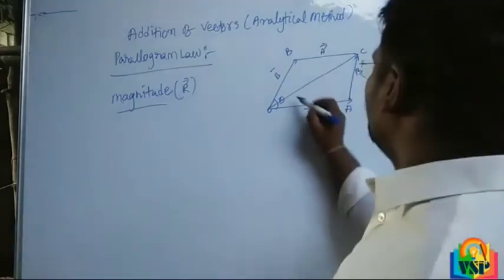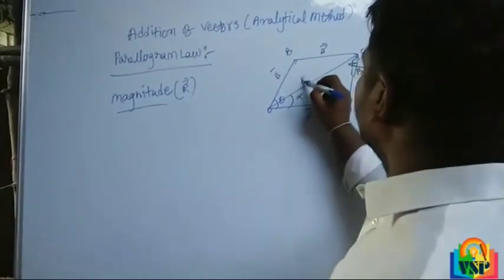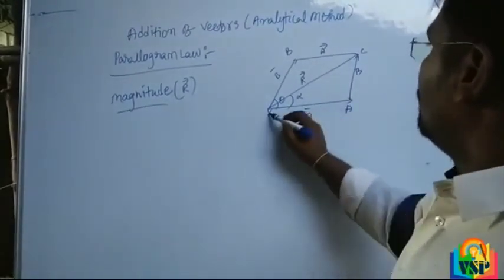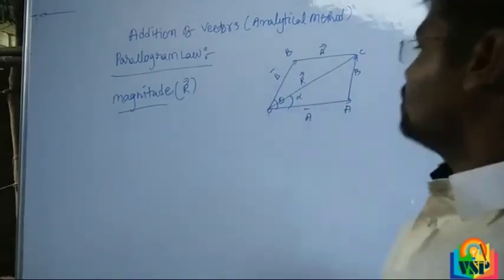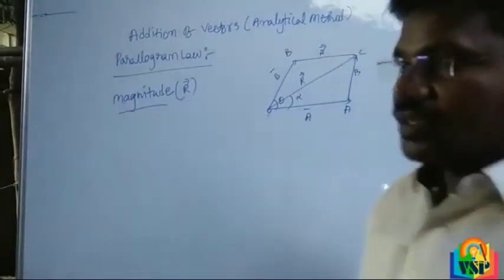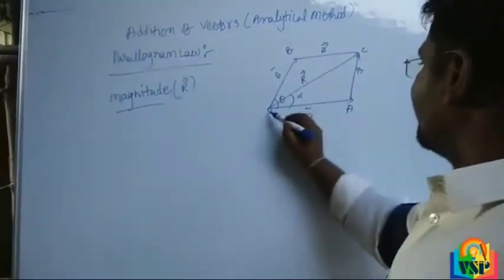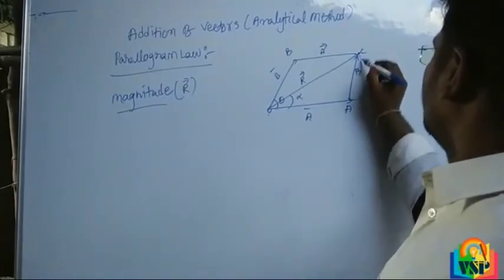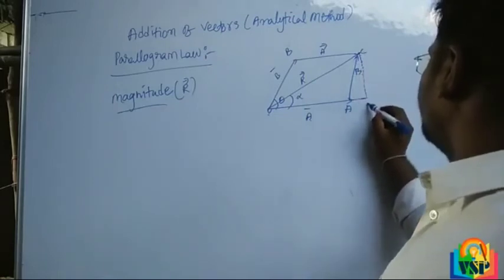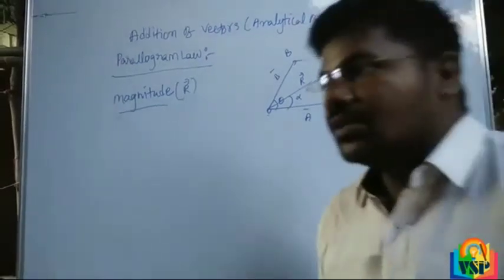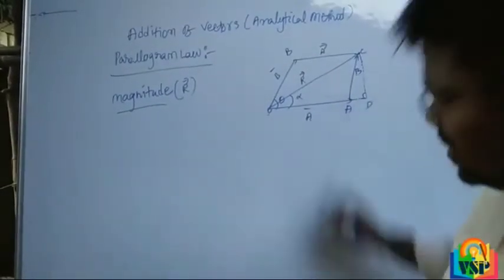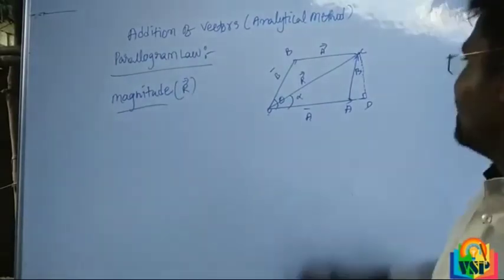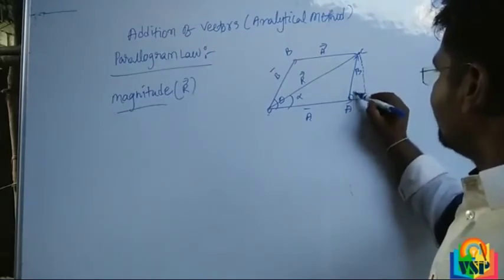The angle between the OA vector and the resultant vector is alpha. See, in this case, OA is equal to A, OB is equal to B, OC is equal to R. Very important thing here: we can extend OA and draw the perpendicular line at D. Why we extend this: to get the magnitude of the resultant vector by making one right angle triangle. Here also the same angle theta.